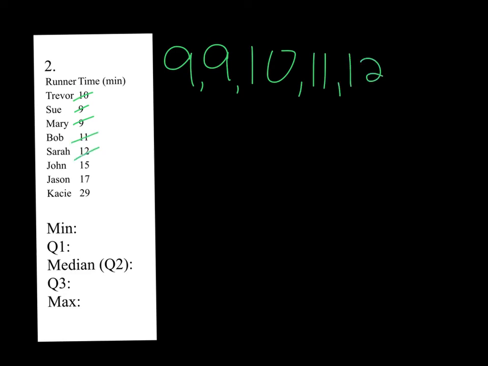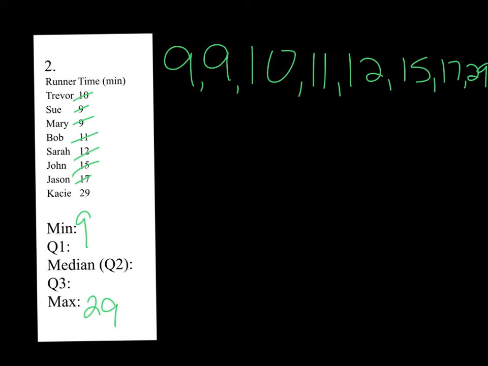Let's do another one. Okay, these are not in order, so we need to go ahead and put these in order. So we have 2 9s, a 10, an 11, 12, 15, 17, and 29. Okay, so my minimum number is 9, maximum number is 29.